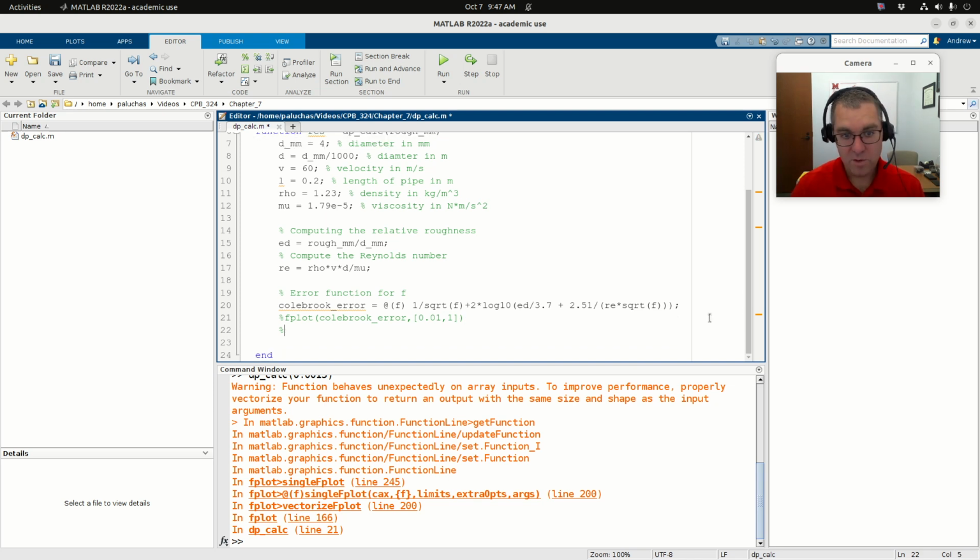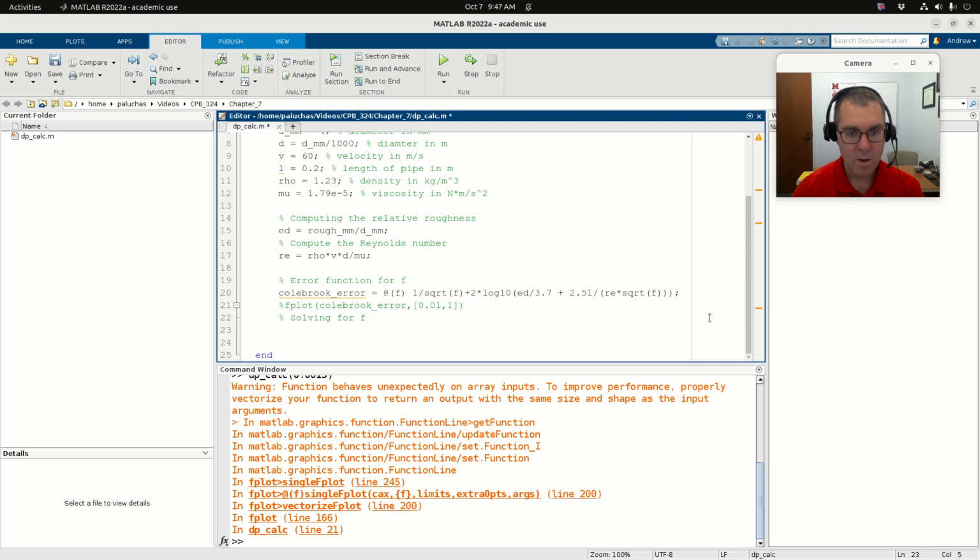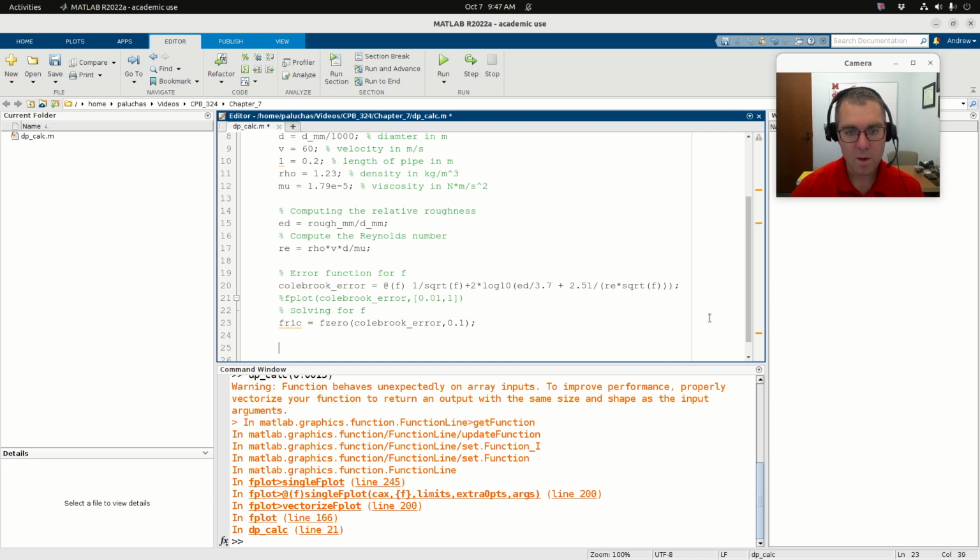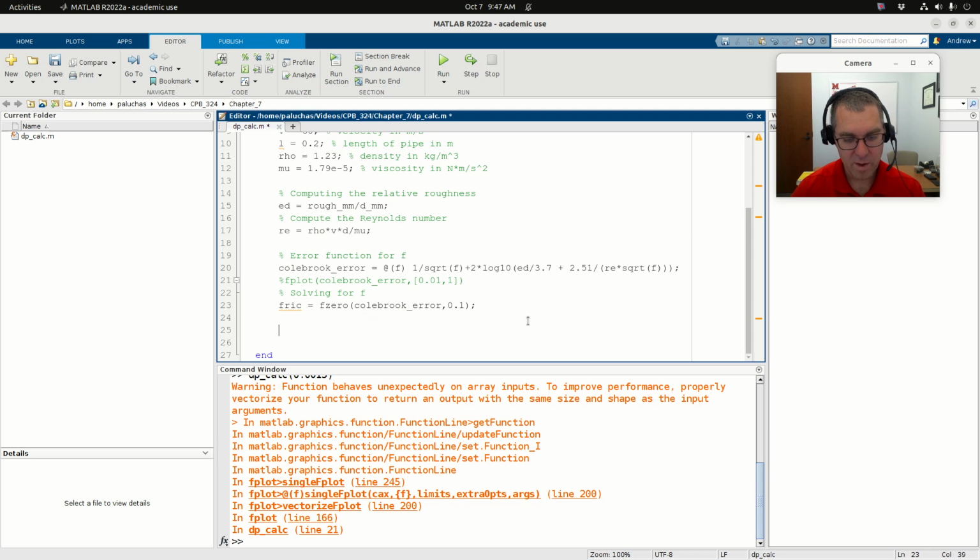Okay, but it also looks like my error function works. All right, so now solving for f. I'm going to call this my friction factor, and it's going to be equal to f0, Colebrook error, and I'll give it an initial guess of 0.1. Okay, and now that I have my friction factor, let me make this larger.